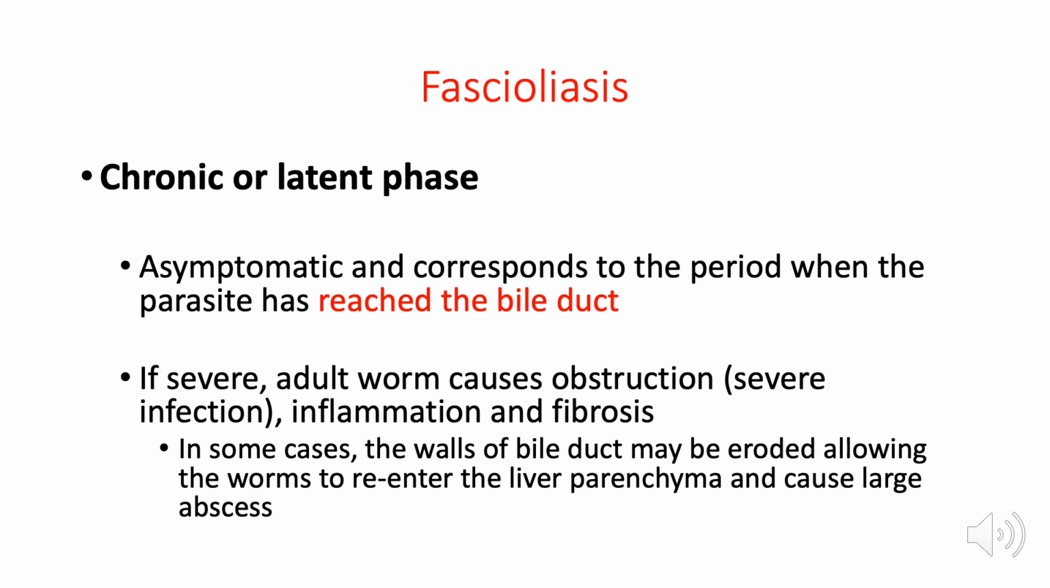This phase will only become problematic, or the patient will only become symptomatic, in the presence of severe infection, because that's the time that the worm could cause bile duct obstruction, fibrosis, and in some cases, the walls of the bile duct might erode, allowing the worm to be reintroduced into the liver parenchyma. And the worm there will cause destruction and later on cause a large abscess formation.